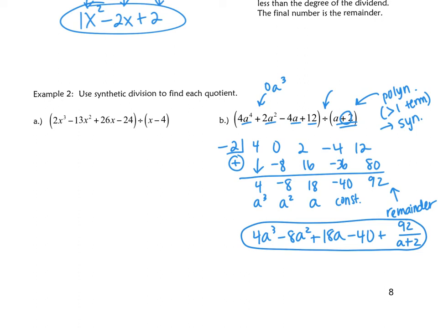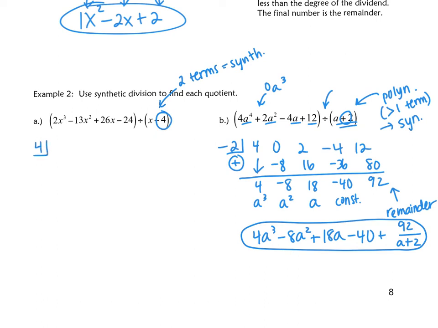Okay, example 2a you are going to do on your own. I will help you set the problem up though. 2 terms, again, means that you're using synthetic division. This number, you put the opposite in the box.